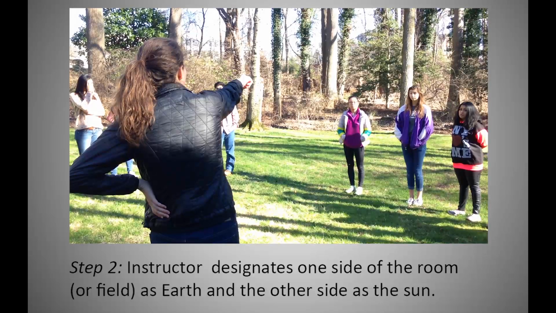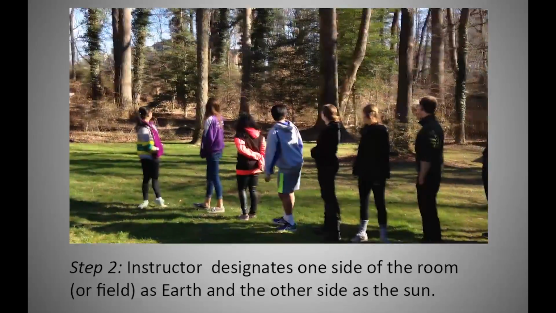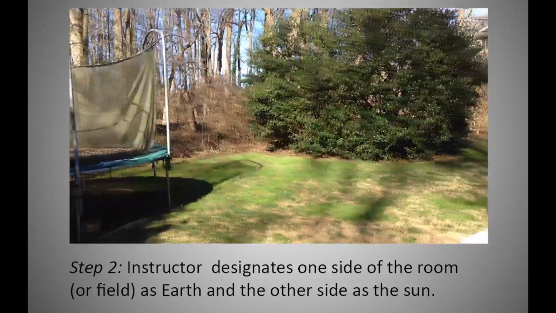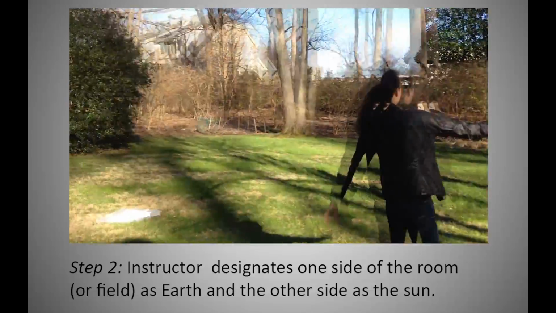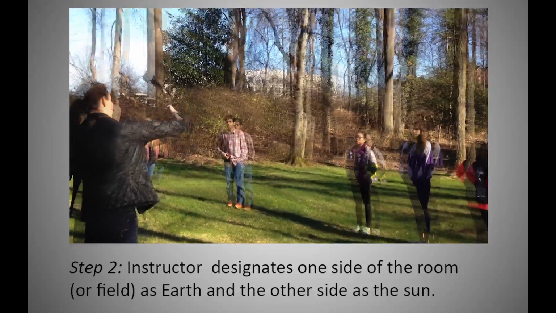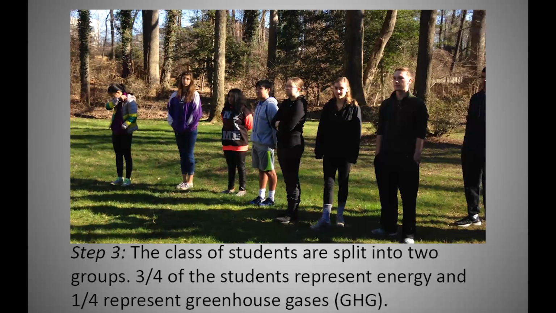Step 2. Instructor designates one side of the room or field as Earth and the other side as the Sun. Between that tree and that tree is the sun, and between the trampoline and the bush is the Earth. And you want space because kids are going to be running between them, and it's kind of like a line. If you don't have a rope or something, you can just say it's in between those two places.